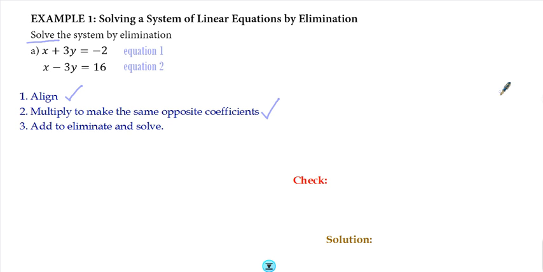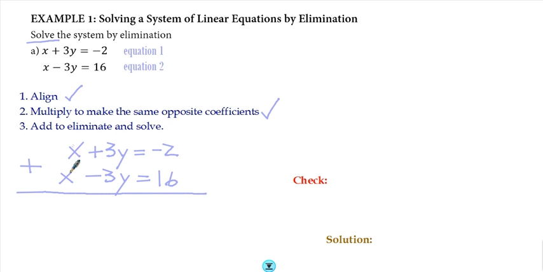And let's see how that happens. So if I have x plus 3y is equal to negative 2, x minus 3y is equal to 16. I'm going to just line them up and add them one at a time. So x plus x is 2x.